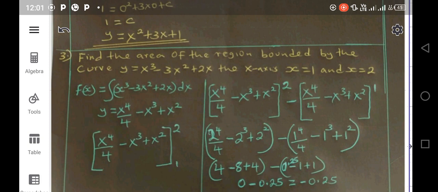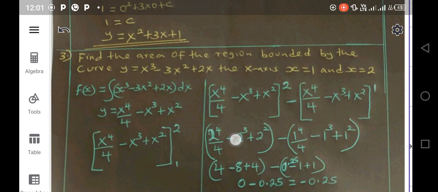Now, the integral of f of x, as we can change it, you can have x raised to power 4 over 4 minus x raised to power 3 plus x squared, and then we have 1 there. So the 2 and 1 are the limits. 2 is the highest limit, and 1 is the lowest limit. So the x variables, we're going to replace them with 2 and 1.